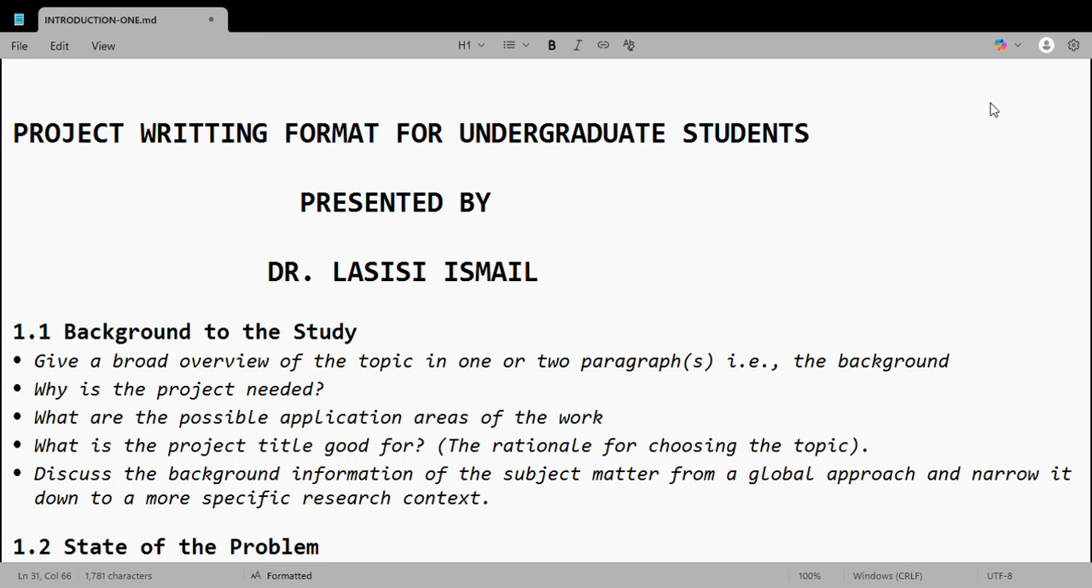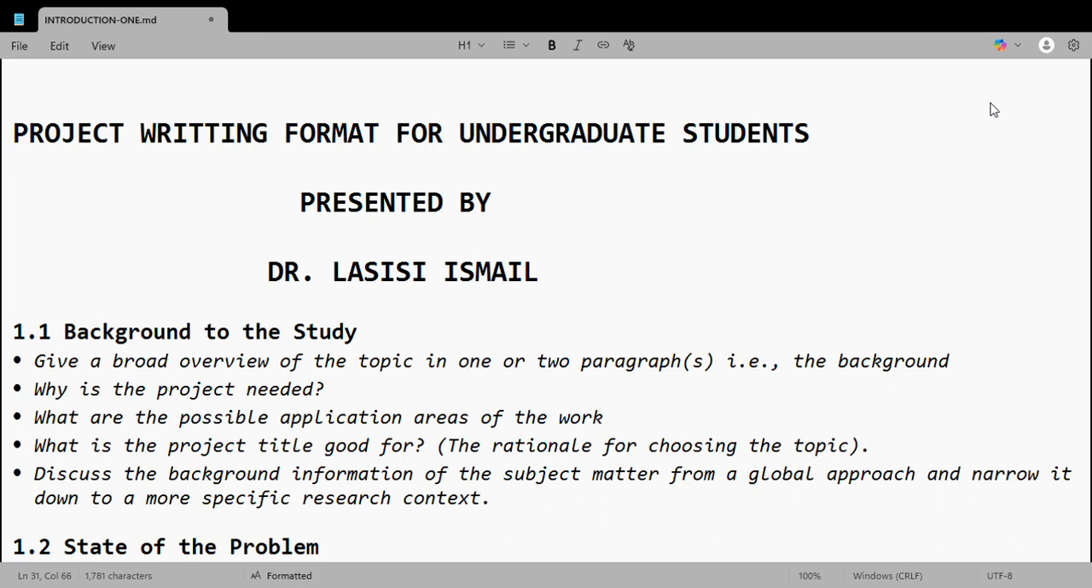So our main concern is to look at the introduction: the background to the study, the statement of the problem, the aims and objectives, the significance of the study, and the scope of the study. All these are very important when working on research.